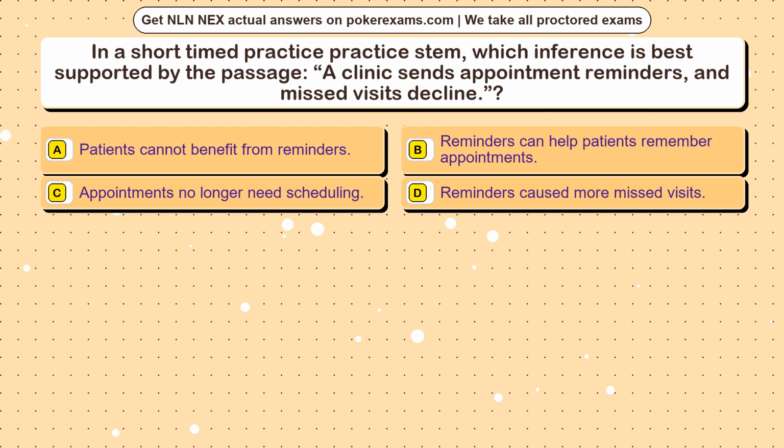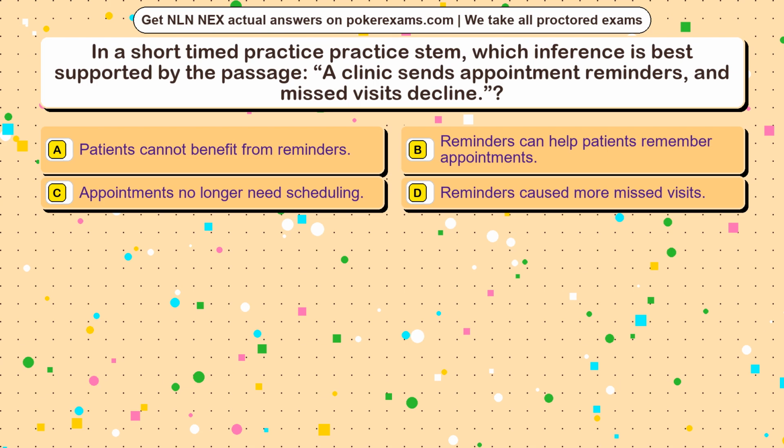Question 14. In a short timed practice STEM, which inference is best supported by the passage? A clinic sends appointment reminders, and missed visits decline. Option A, patients cannot benefit from reminders. Option B, reminders can help patients remember appointments. Option C, appointments no longer need scheduling. Option D, reminders caused more missed visits.